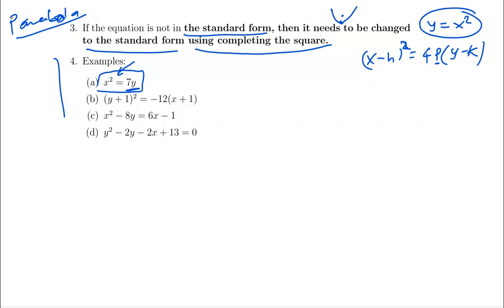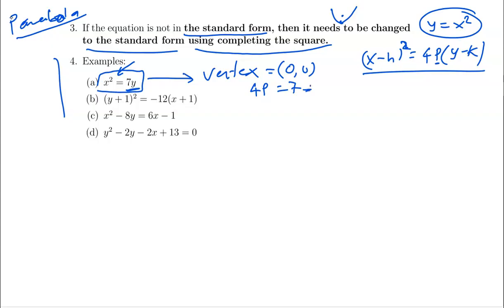So if you look at this problem, x squared, the vertex is obvious. This is 0, 0, so this is from the origin. And if you look at the 4p, if you want to find out p, then I can write down 4p should be equal to 7, right? That's if you compare with the standard form. So then you can see that p is going to be just 7 over 4, right? It's a little bit less than 2.